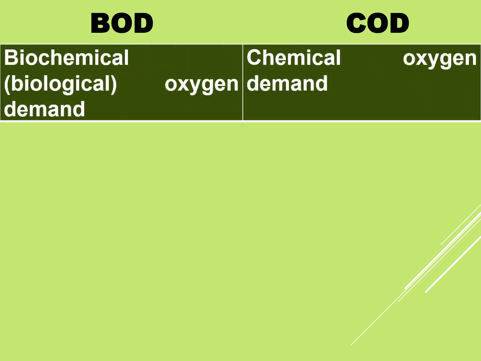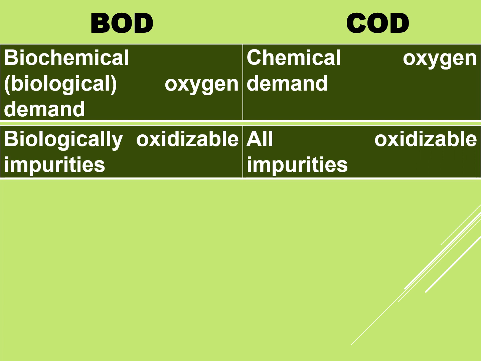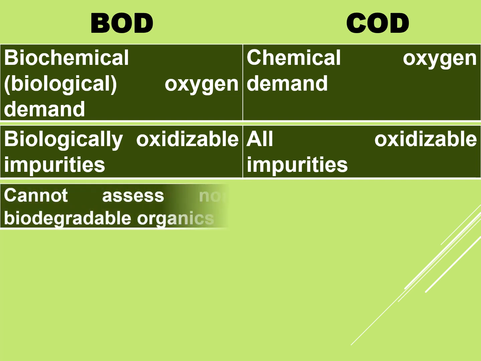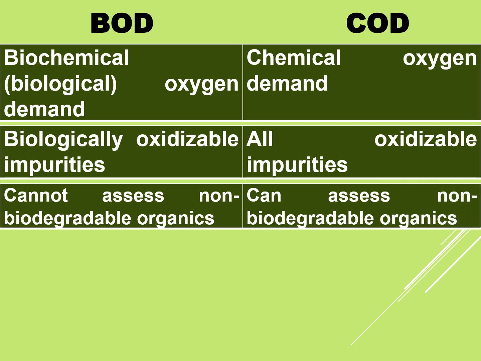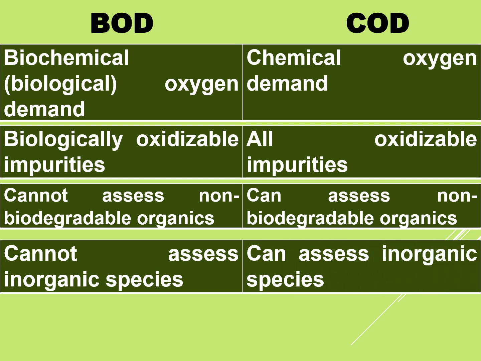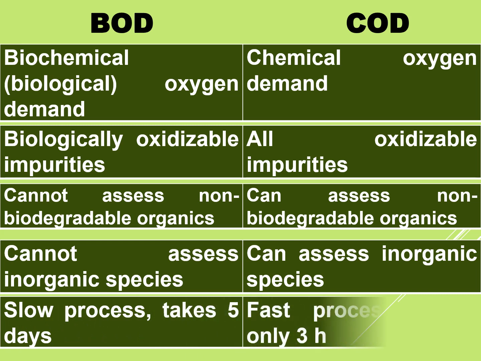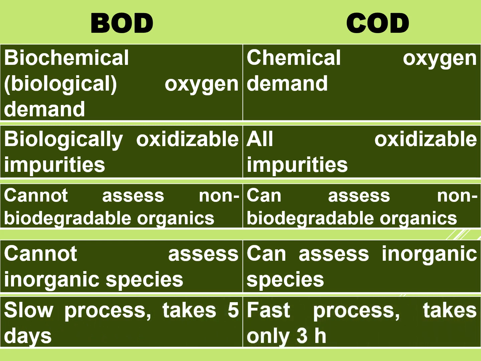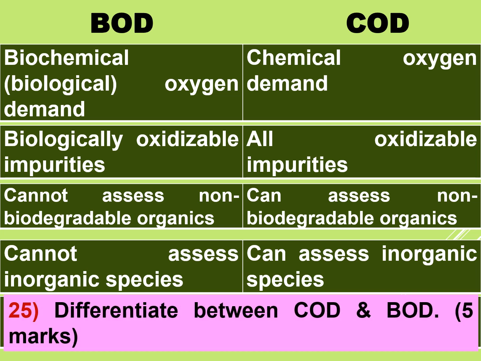Let us compare BOD and COD. BOD is biochemical or biological oxygen demand. COD is chemical oxygen demand. BOD assesses the biologically oxidizable impurities only, whereas COD assesses all oxidizable impurities. BOD cannot assess non-biodegradable organic compounds and also inorganic compounds, but COD can assess both. And it's a slow process. BOD determination requires 5 days, whereas COD requires only 3 hours. Differentiate between COD and BOD. This is a regularly asked question for a university examination.